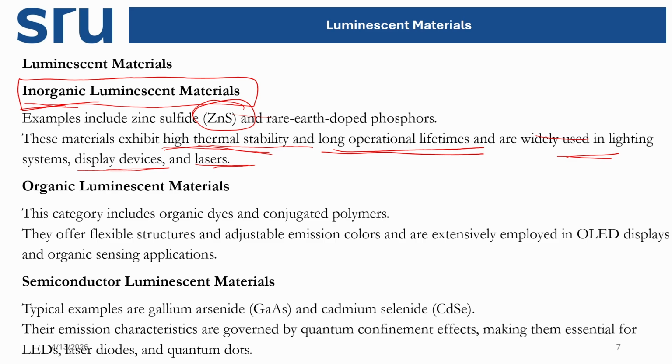So these are the inorganic materials that can be used. Another is organic luminescence material. This category includes organic dyes or conjugated polymers. Here we are using an organic compound that can have the luminescence property, because in an organic compound we can modify the structure, or extend the structure properties, or introduce some kind of functional group.